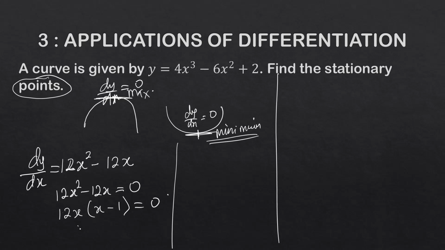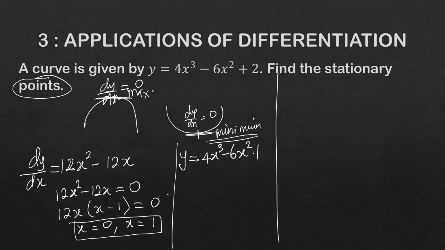So x is going to be 0 or x is going to be equal to 1. Remember, all you need to do is to say 12x equal to 0, find the value of x for the first one, and then say x minus 1 equal to 0 to find the value for the second x. So these are the two x values we have gotten. To get the corresponding value of y, go back to the original equation. This is y equal to 4x cubed minus 6x squared plus 2.